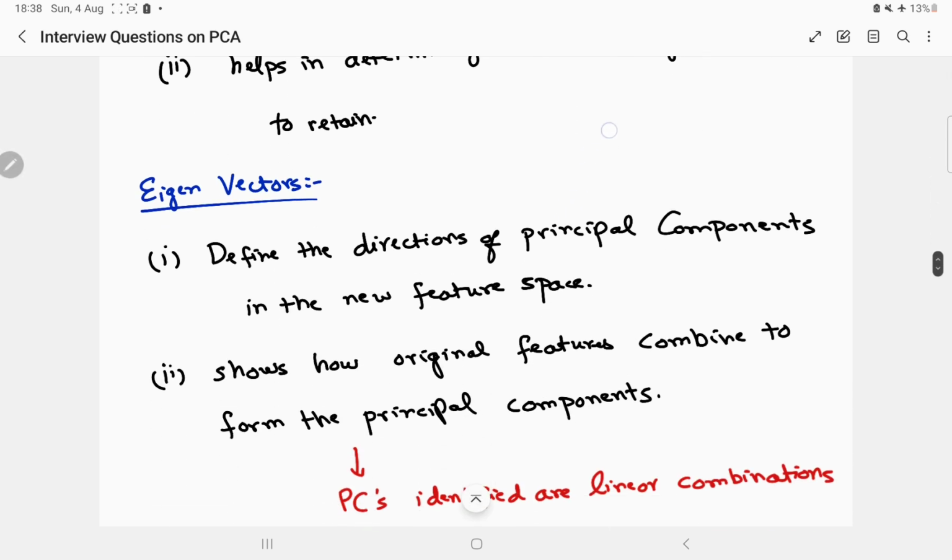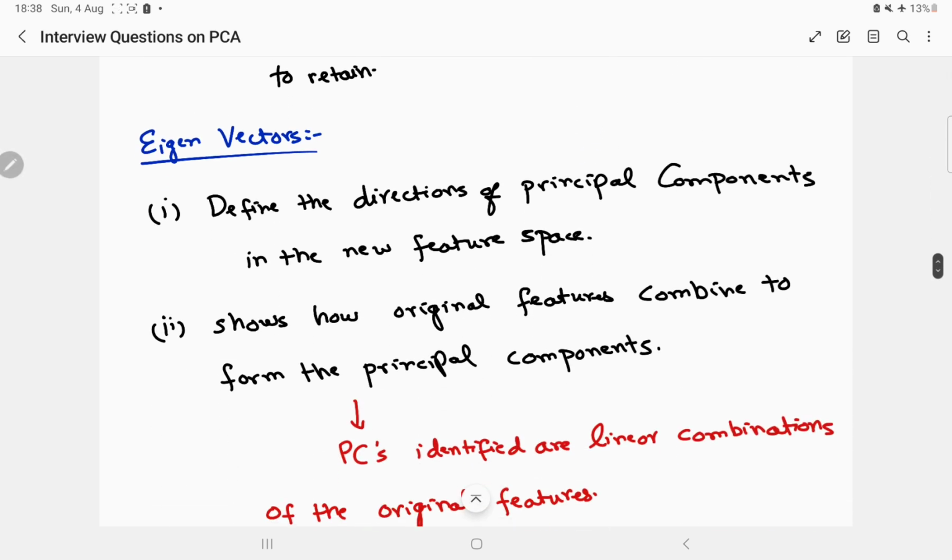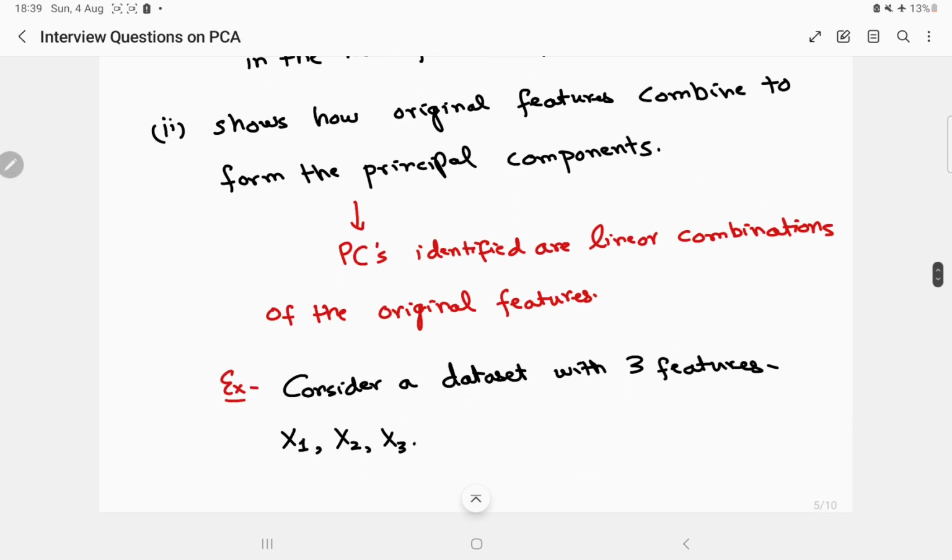Talking about eigenvectors, eigenvectors typically define the directions of principal components in the new feature space. That is pretty evident, and that's what we understood above. Apart from that, it also shows how the original features combine to form the principal components. Each of the principal components which you identify is nothing but a linear combination of your original features. To understand that, let's take an example.